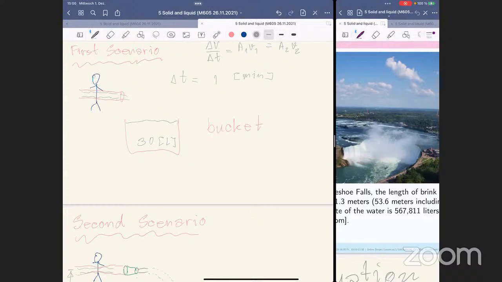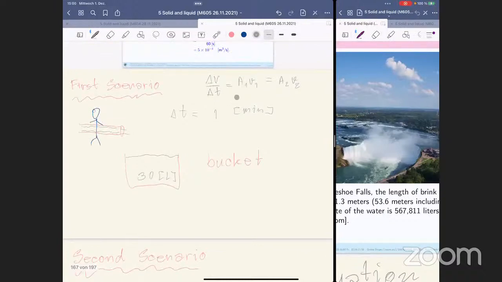Now we take some information from the first scenario. They don't provide even the cross-sectional area of the hose, and the speed is also unknown. So what we could know from the first scenario is only the volume change per time difference. So delta V by delta T equals 30 liter.